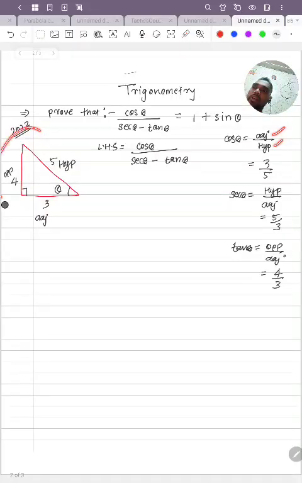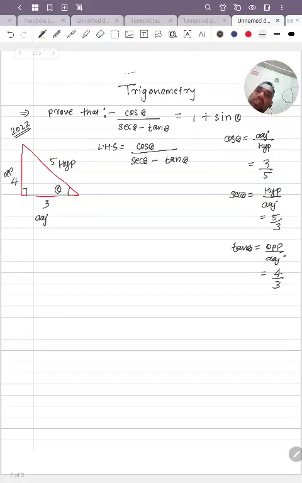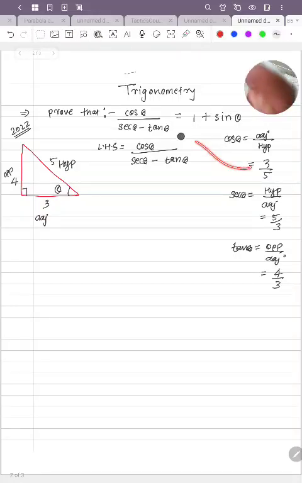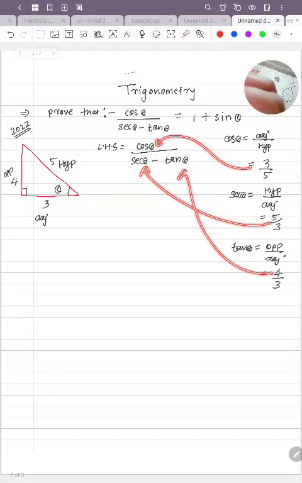So according to this right angle triangle, cos we will get 3 over 5, because adjacent is 3 and the hypotenuse is 5. Similarly, sec theta is hypotenuse over adjacent, so hypotenuse is 5 and adjacent is 3, and as it is you can calculate the tan. Now you need to substitute all these three values in the left hand side. So cos I will substitute here, sec here, and tan here.